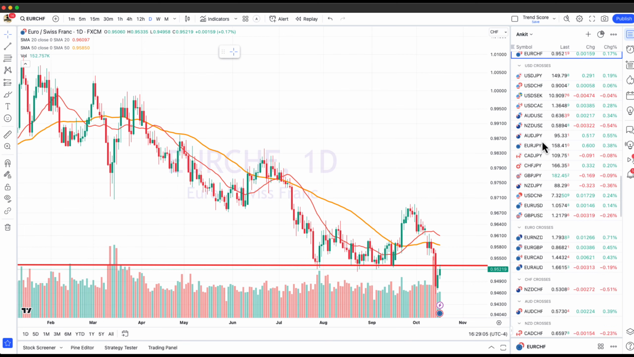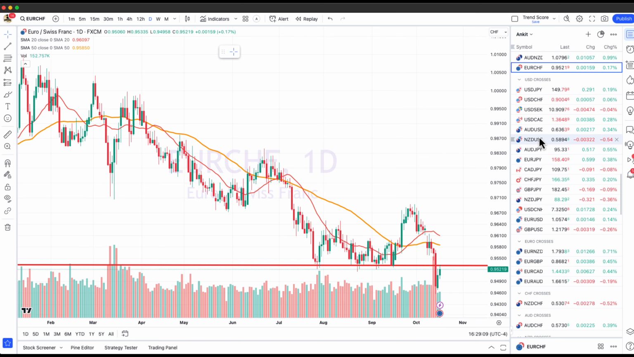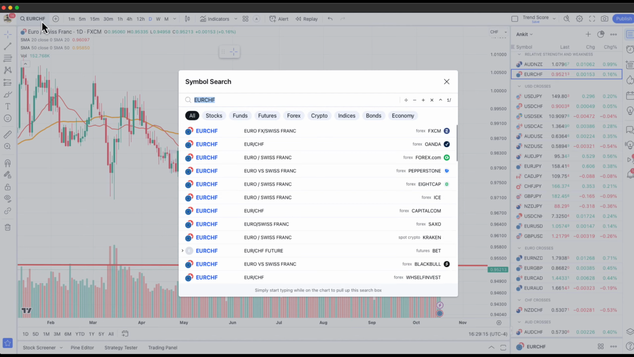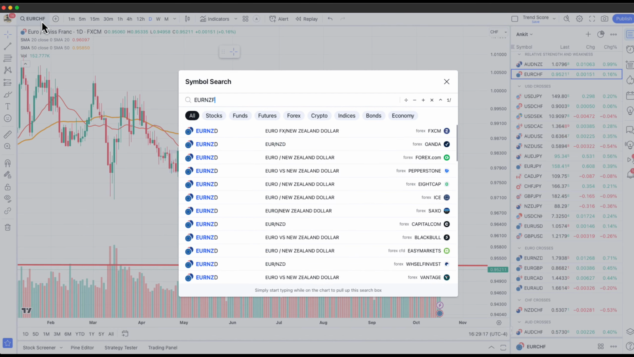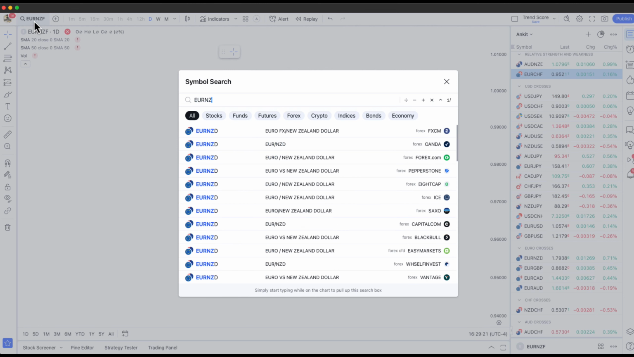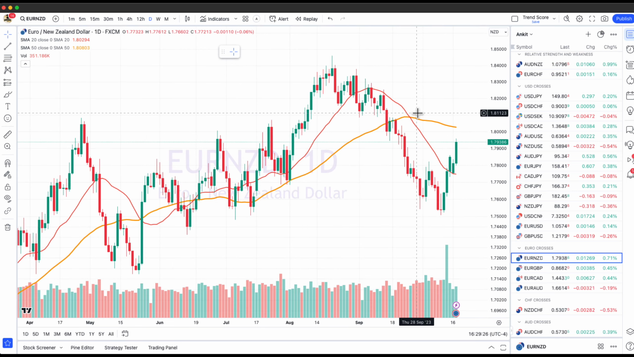So let's talk about the underperformers. Kiwi, I talked about how Kiwi is looking weak. We looked at it against the Aussie, but let's take a look at Kiwi against the euro. So here we are. Euro Kiwi. If you take a look at Euro Kiwi, you can see a beautiful pattern. We got right above the 20 moving average, so this is where we know the direction.